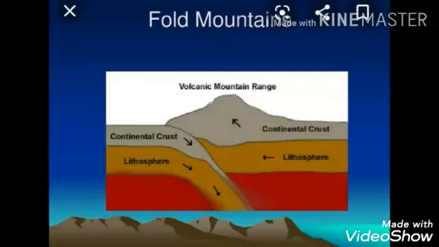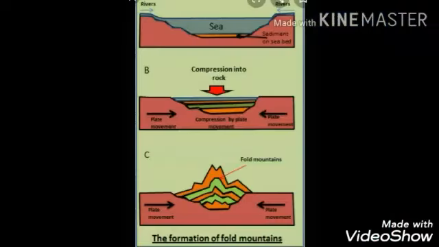Our next feature is fold mountain. We will see how the formation of fold mountain takes place. Huge amount of sediments are deposited by rivers on the seabed. These deposited sediments form horizontal layers.